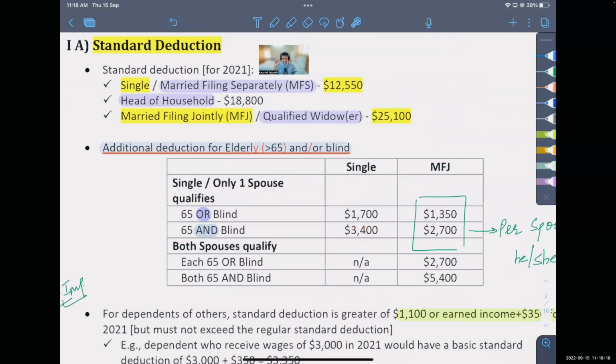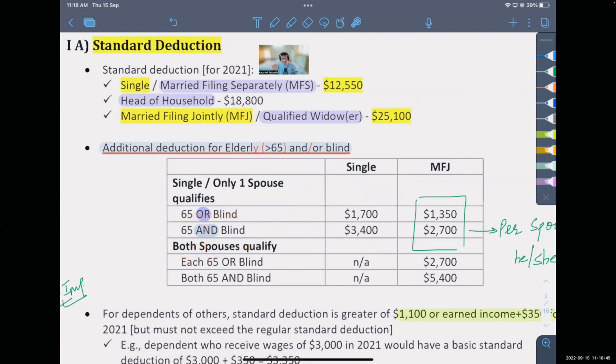And the fun fact over here is that if the taxpayer is 65 and blind, that means there is a plus over here. If he is 65 as well as blind, this amount just doubles. That means if you qualify either this or this, then you are getting an additional 1,700. If you qualify both, then you are getting a deduction of around 3,400. That's just twice of this.